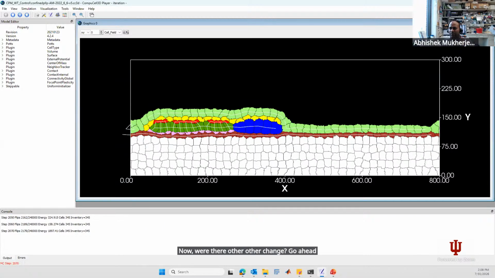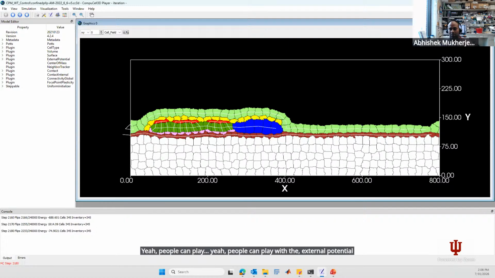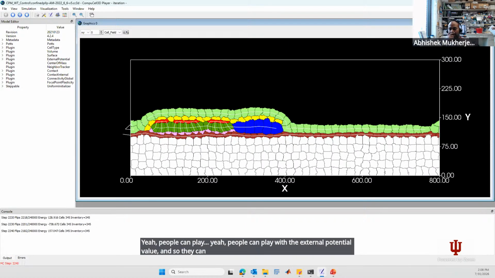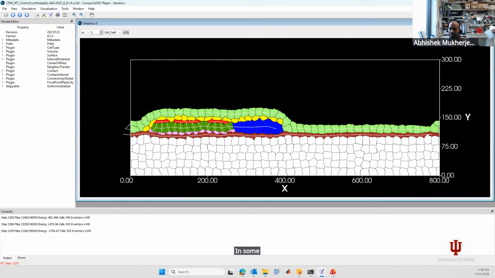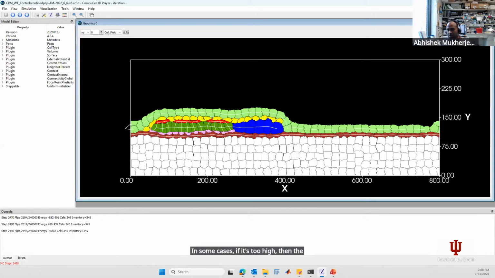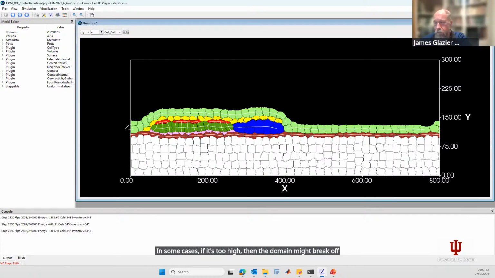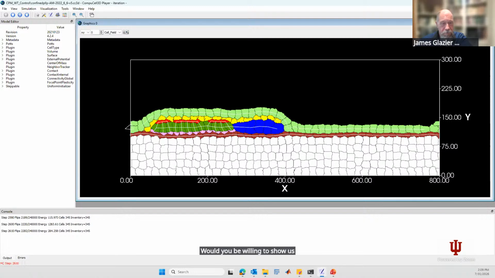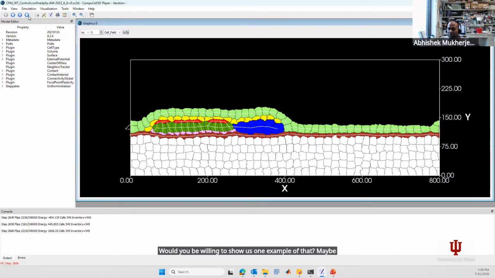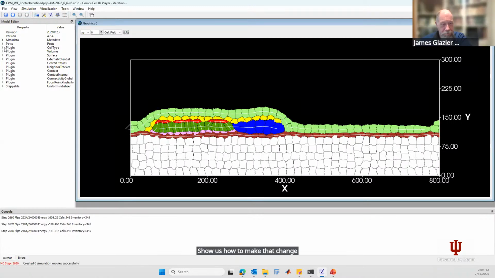People can play with the external potential value, and so they can increase the value and see what effects it has. In some cases, if it's too high, then the domain might break off. Would you be willing to show us one example of that? Maybe show us how to make that change and then run it. Sure.